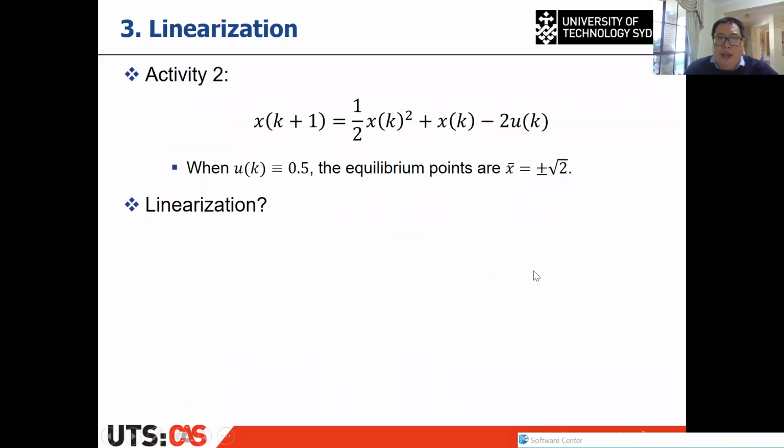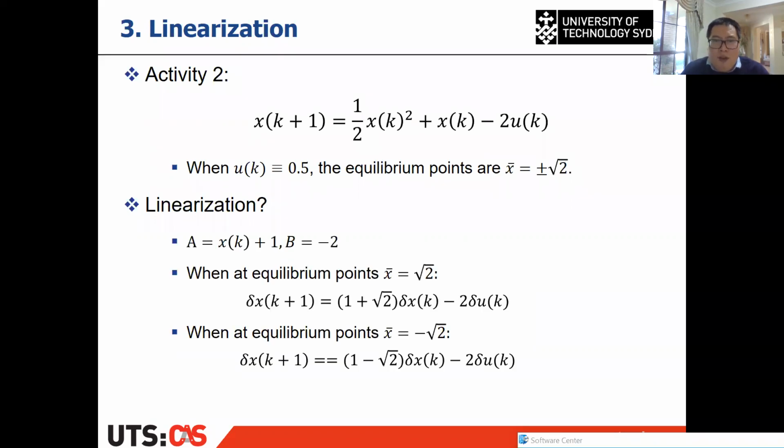All right. And here's another activity, that's your homework. You need to practice how to calculate the equilibrium points and, at the equilibrium point, how to do the linearization. I have all the answers here, so just practice by yourself.